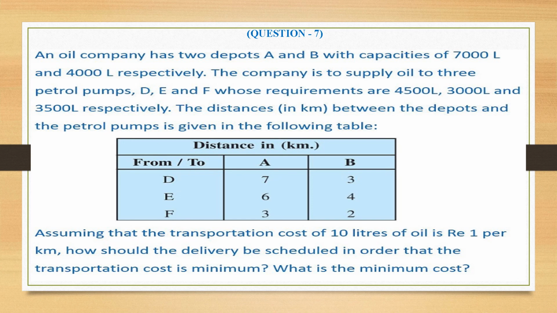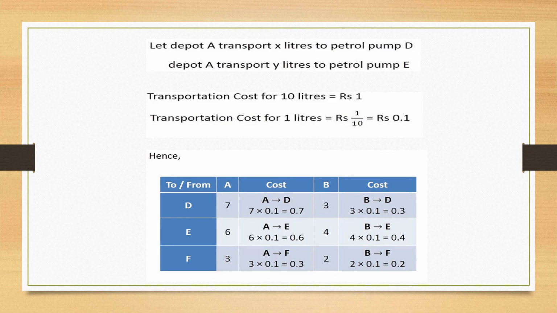So let us go to it. Let depot A transport X liters to petrol pump D and Y liters to petrol pump E. The transportation cost for 10 liters is rupee 1, so for 1 liter it will be 1 by 10, that is 0.1. It's clear? Okay. Now as we are going to convert it to the cost, let us work it out.